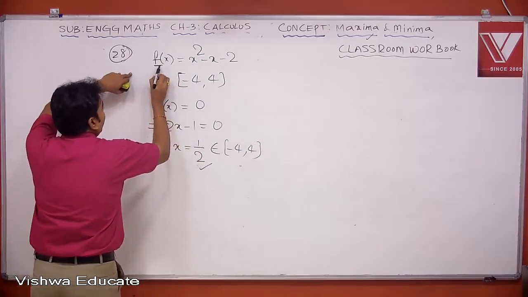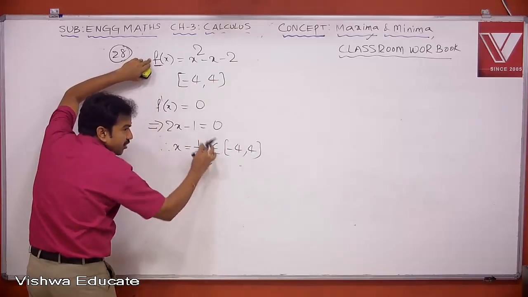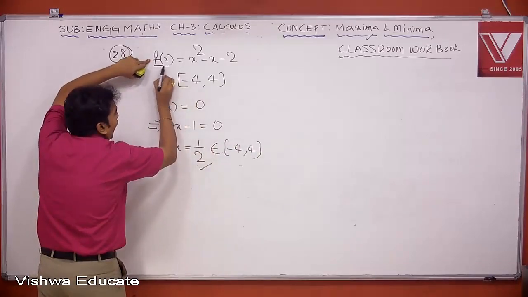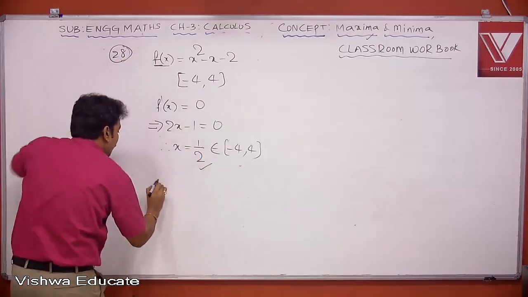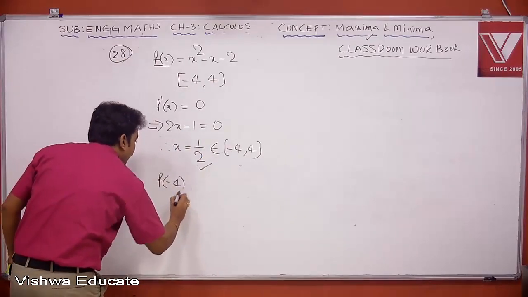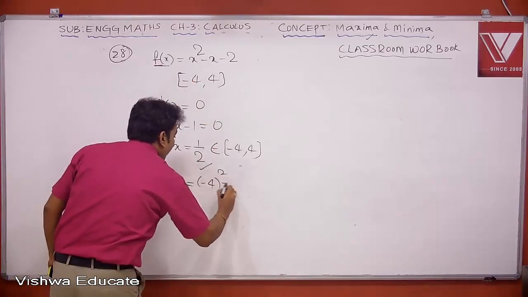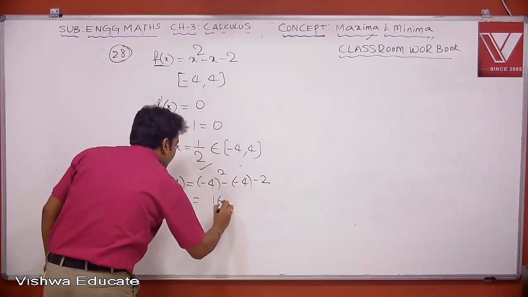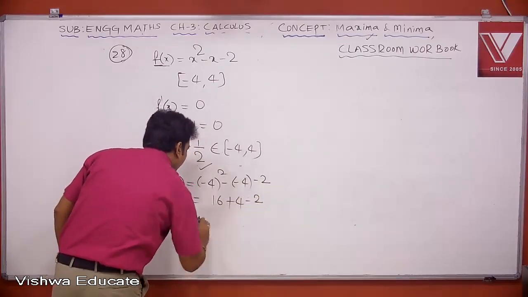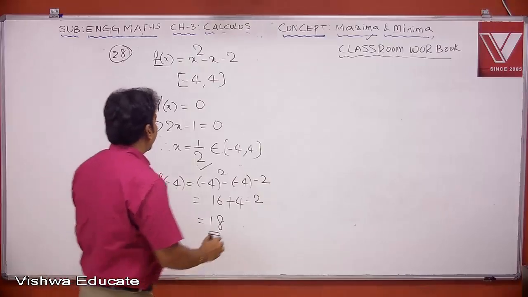Now calculate the function at these two endpoints as well as the stationary point of this interval. So f of minus 4. Replace x by minus 4. Minus 4 whole square minus of minus 4 minus 2. So this is 16 plus 4 minus 2. This is 18. f of minus 4 is 18.